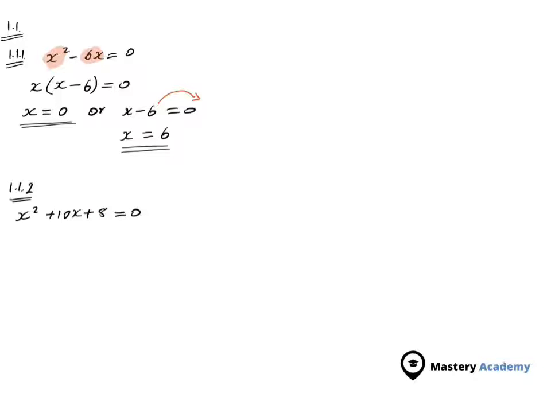This expression here cannot be factorized easily. So you have 2 ways of solving it. You can either use the quadratic formula, or you can use completing the square. Both of these methods, if you use any of them, you are going to get the correct answer, provided that you follow the steps correctly. So it doesn't matter which one you choose. I'd say just choose the one that you're more comfortable with.